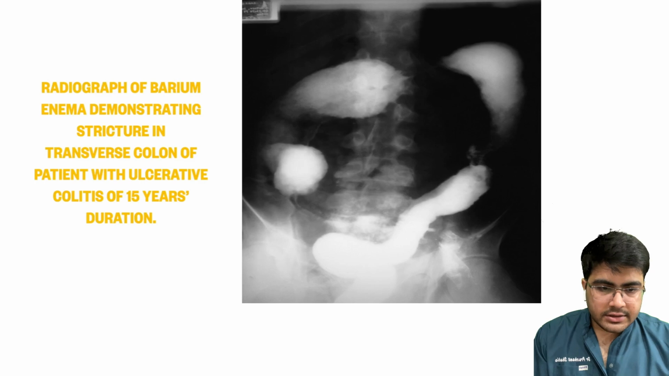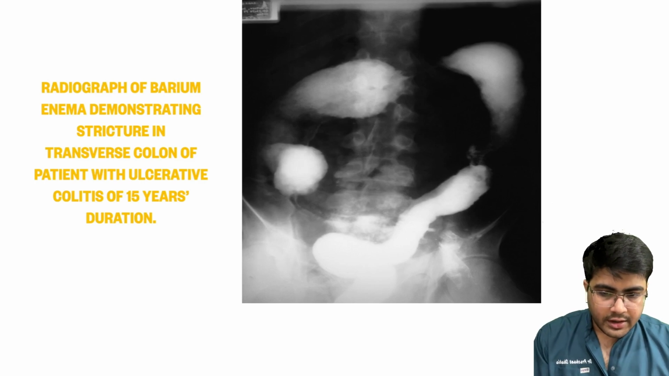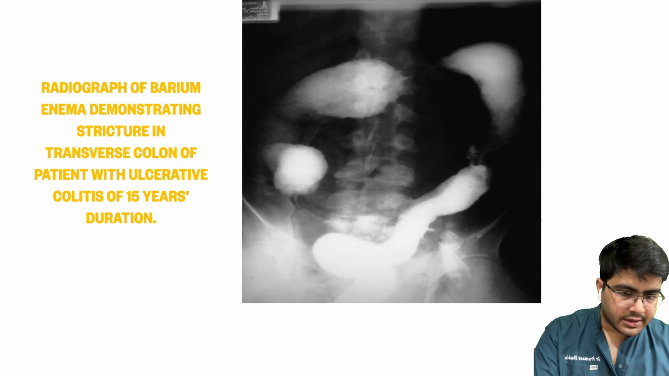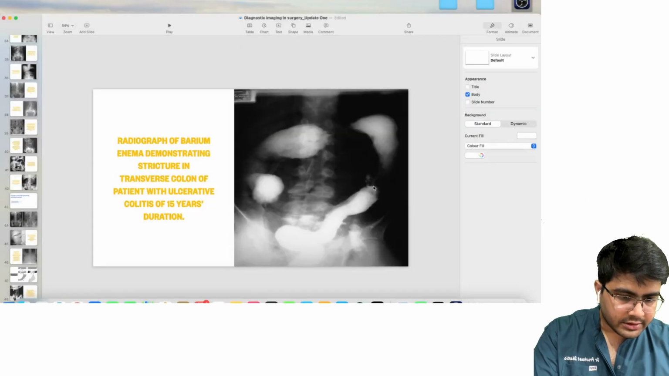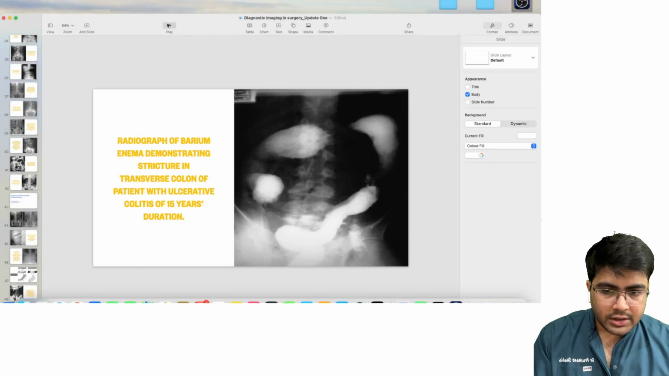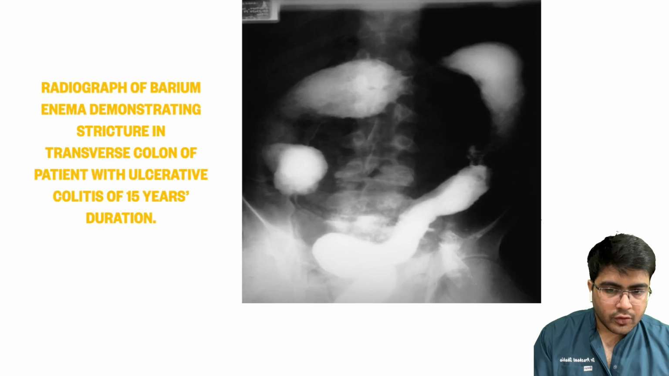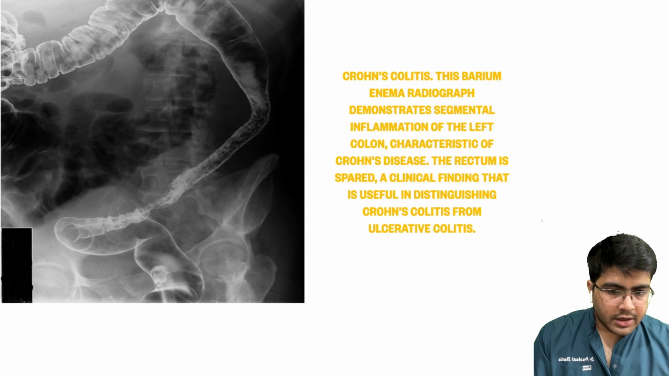So the next thing is a barium enema demonstrating strictures in the transverse colon of a patient with ulcerative colitis of 15 years duration. Okay, so here you can see there is a stricture here, there is a stricture here, again there is a stricture here. So this all is classical of ulcerative colitis, and this is a single contrast barium enema image.